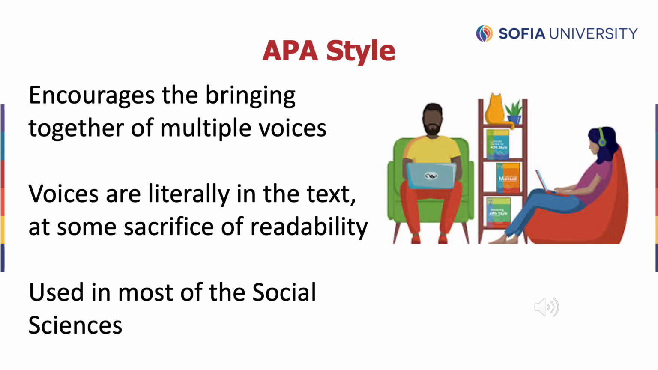I invite you to think about APA style and what it emphasizes. One of the features of APA is that citations are literally in the text in front of you. APA is used in most of the social science disciplines. What this says is that as social scientists, we value bringing together many voices to a discussion, and we want to know who those voices are. The reader wants to judge whether those voices are credible or not. They want to know where the ideas are coming from.